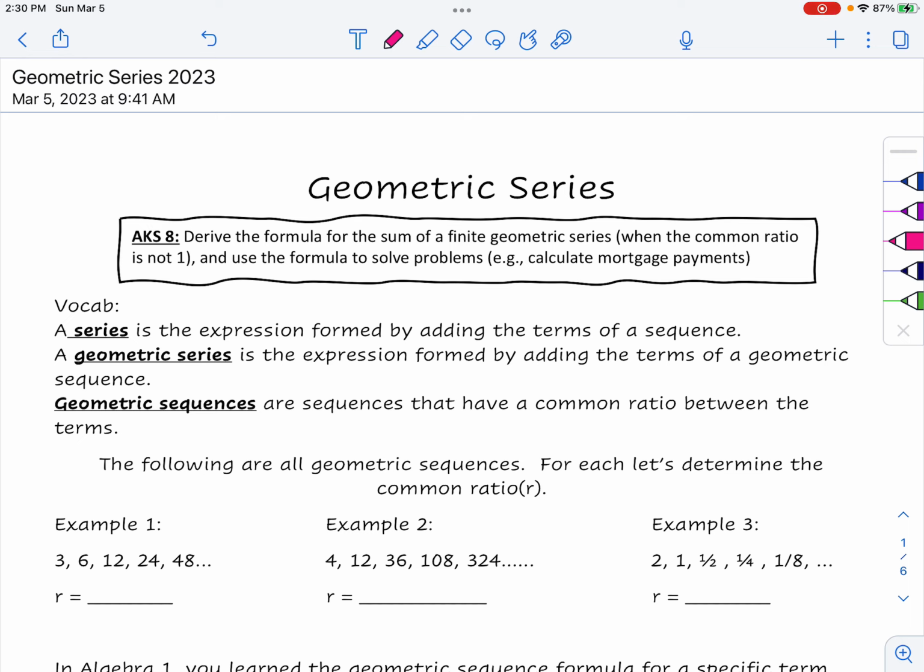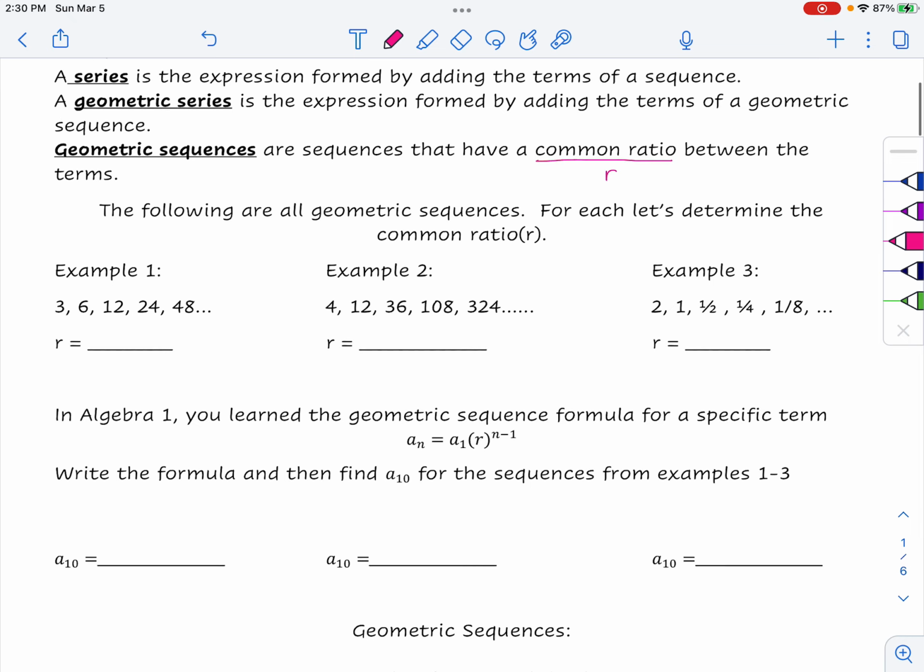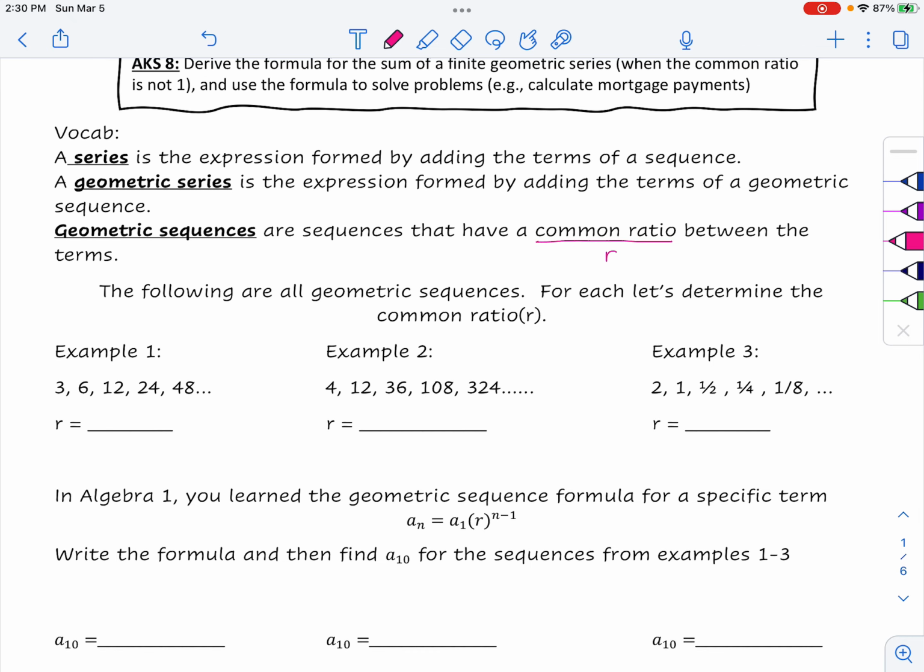And if we remember back to Algebra 1, a geometric sequence, those are the sequences that have a common ratio between them. And we call that common ratio R. So what that means is a geometric sequence is a list of numbers that we multiply each number to find the next number in the sequence. And the number that we continuously multiply by, that's our common ratio. So the following are all examples of geometric sequences. Let's try to find the common ratio for each.